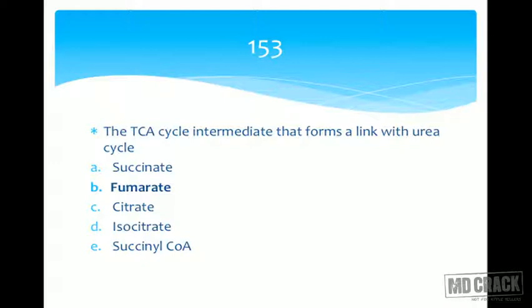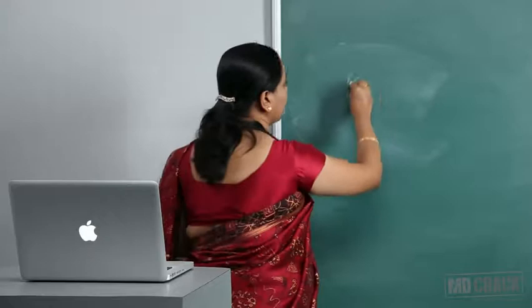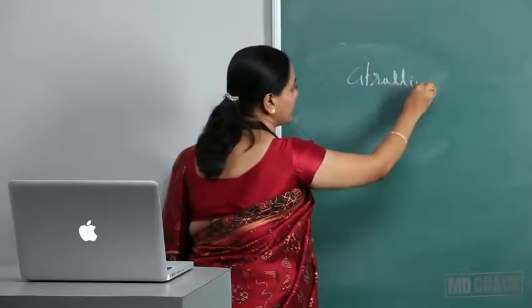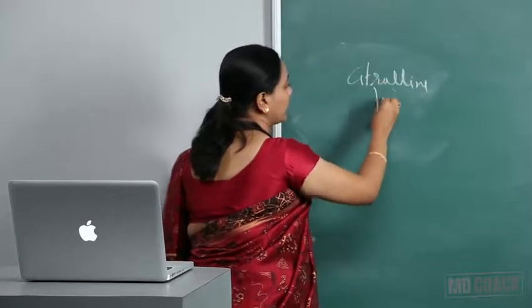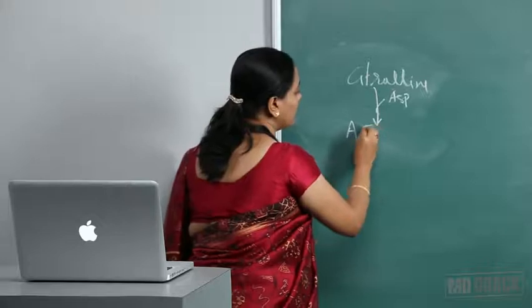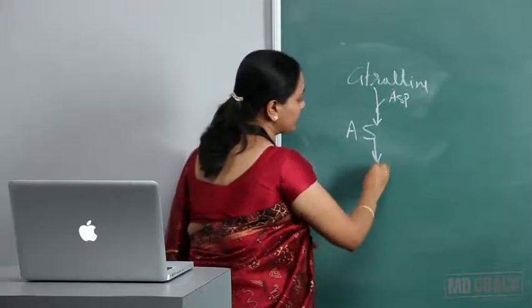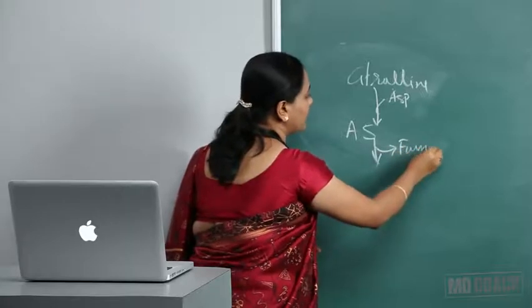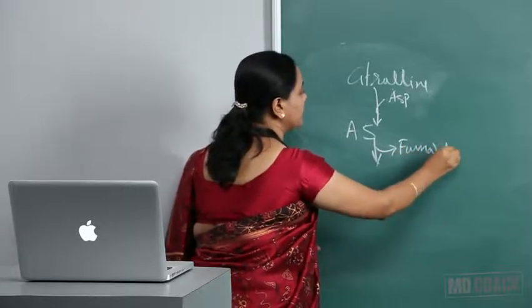Remember, in the urea cycle, ornithine combines with carbamoyl phosphate to form citrulline, and the citrulline has now entered into the cytosol. Citrulline combines with aspartate in the first stage to form argininosuccinate. Argininosuccinate lyase acts on it and releases fumarate. Fumarate is a link with the TCA cycle.